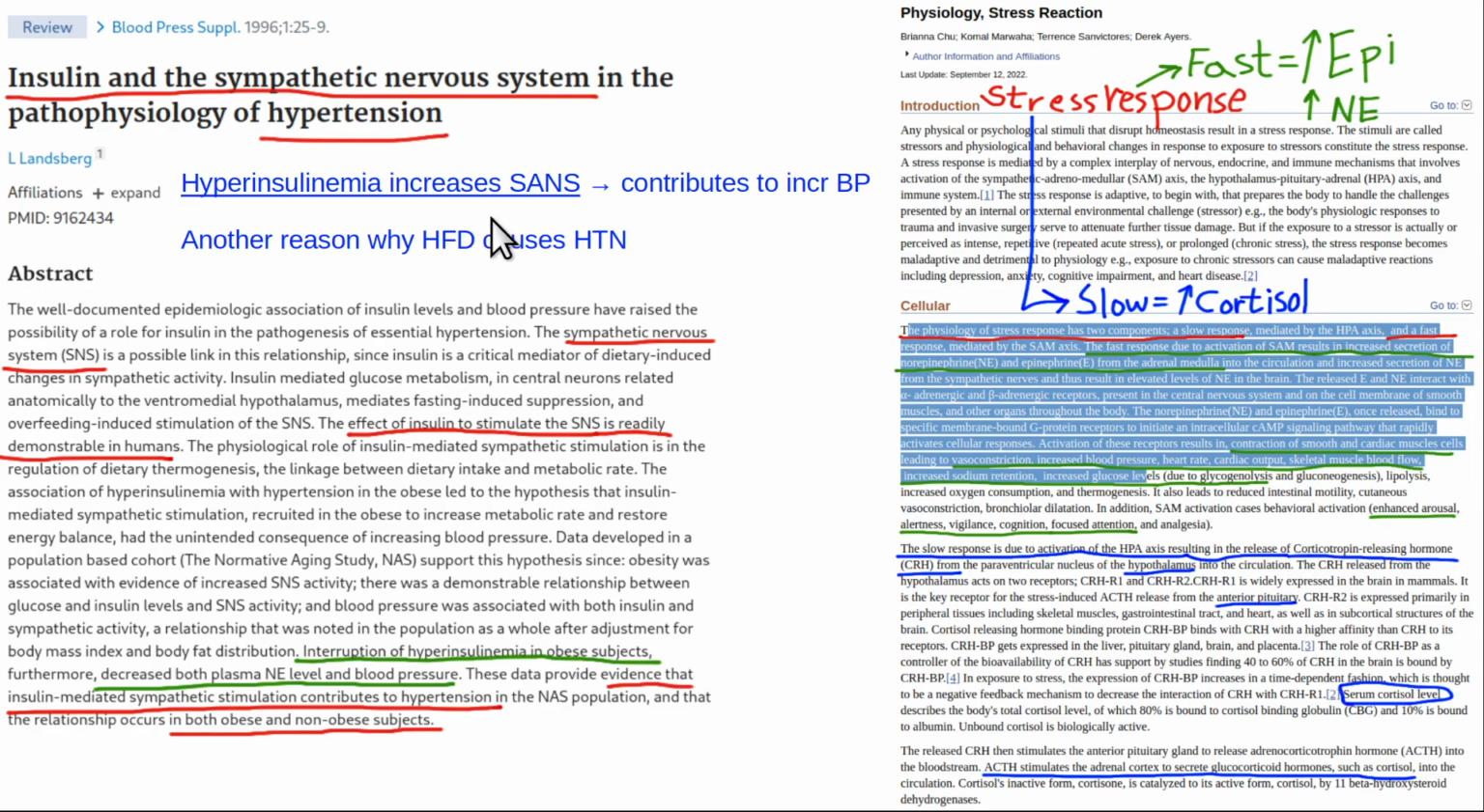Insulin and sympathetic, we already talked about this, how high levels of insulin, let's say due to a high-fat diet, will increase sympathetic autonomic nervous system, causing sodium reabsorption, causing hypertension. Okay. One interesting thing about stress response, short acute stress tends to be more of a catecholamine effect, epinephrine, norepinephrine, same thing as adrenaline, noradrenaline, versus chronic prolonged stress tends to be more of a cortisol effect. Cortisol, of course, causes obesity, insulin resistance, visceral fat accumulation.